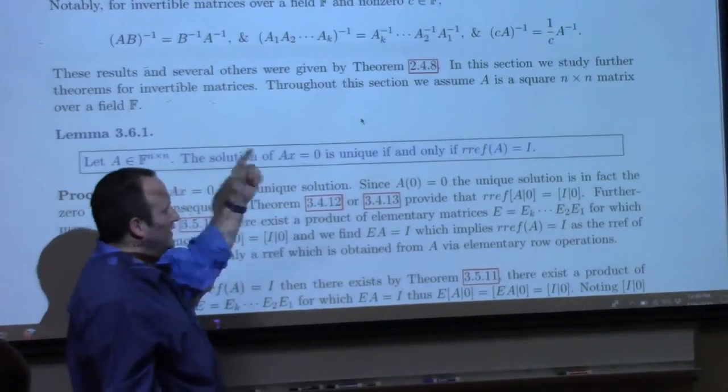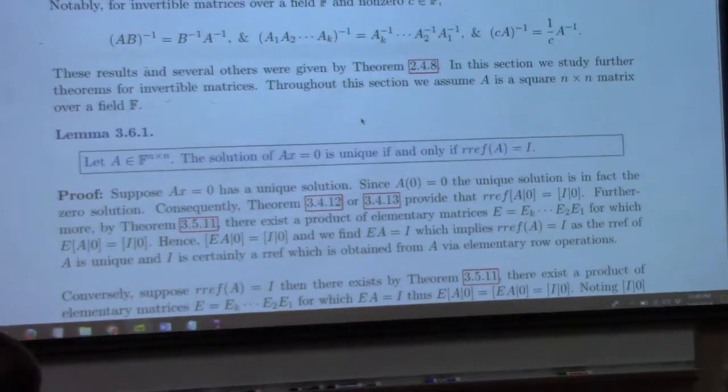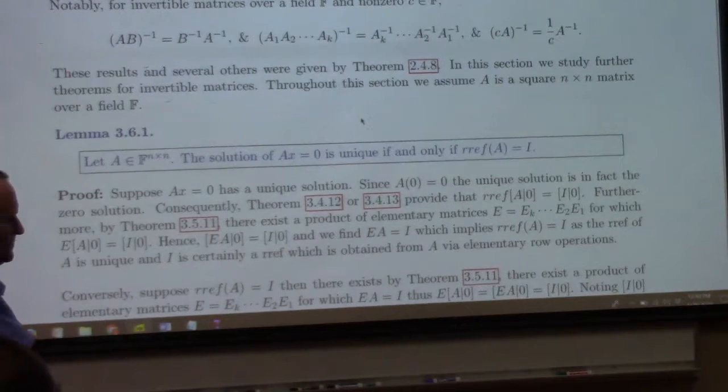Well, here's my first lemma. The solution of AX equals 0 is unique if and only if the reduced echelon form of A is I. So I prove that. The proof is basically just by row reduction. I don't really have much to say here, except that this is one of the lemmas we know.